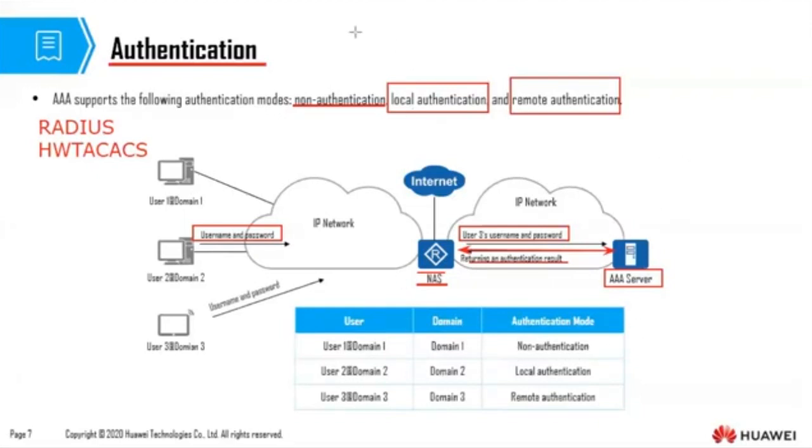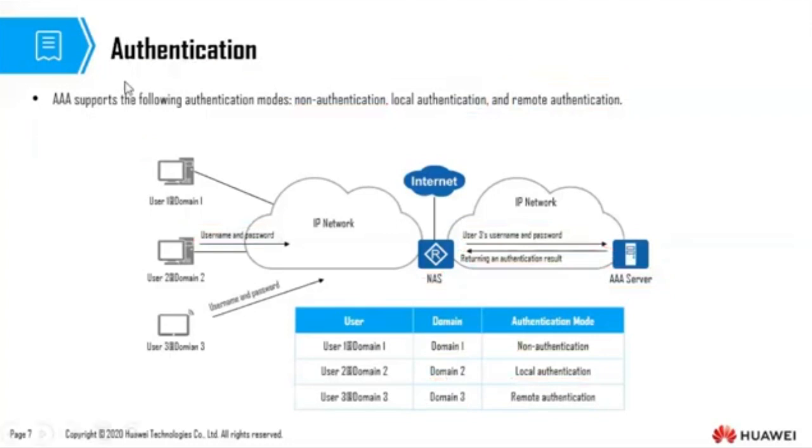So look here, as we've said, we do configure authentication schemes to domains. So for example, we can say if any user is in domain 1, we want to use none authentication. If they are in domain 2, we want to use local authentication. If they are in domain 3, then we want to use remote authentication. So that's normally how we configure that.